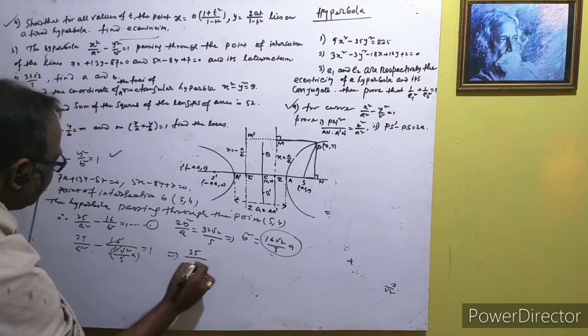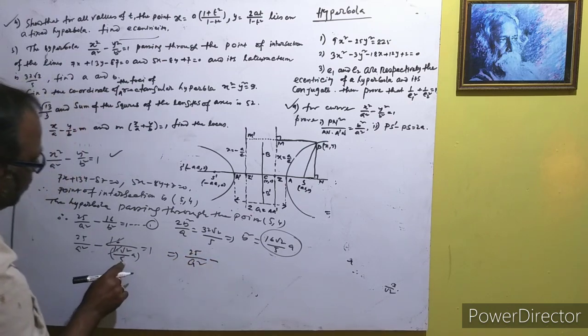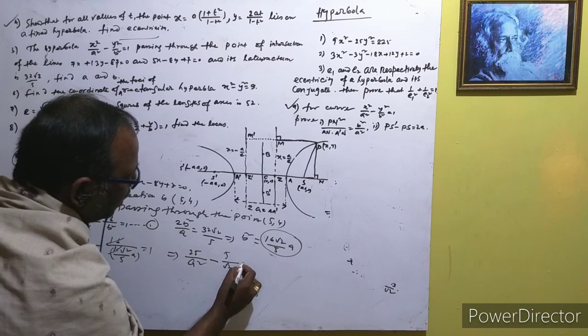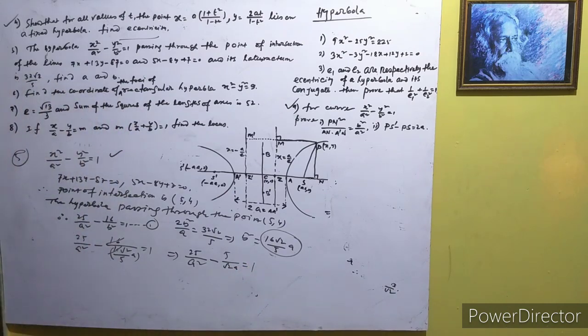So now 25 by a square. The 5 is transferred to the numerator, and that gives 5 by (root 2 into a), equal to 1. Take the LCM: a square into root 2 is the LCM. So a square into root 2 gives 25 root 2 minus 5 into a on the left, and on the right hand side root 2 into a square.